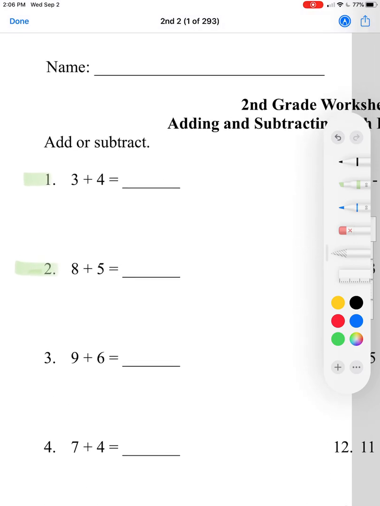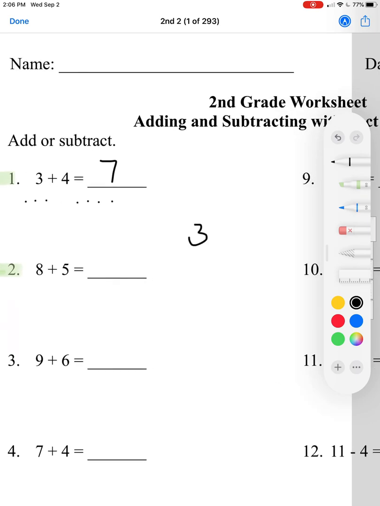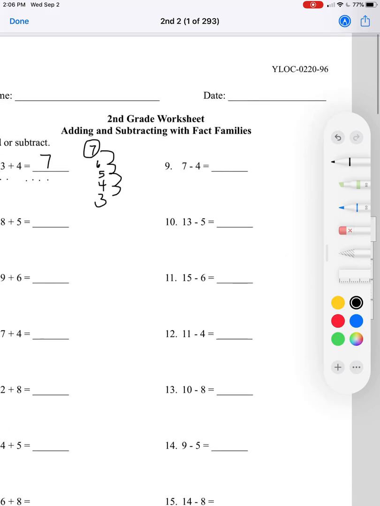So we have 3 plus 4 equals blank. We can do this in 2 ways. Let's do the first way right here. 1, 2, 3. 1, 2, 3, 4. We're going to count it all up together. 1, 2, 3, 4, 5, 6, 7. So 3 plus 4 equals 7. Or you can take 3 and count up 4 times. So 7 is the answer.